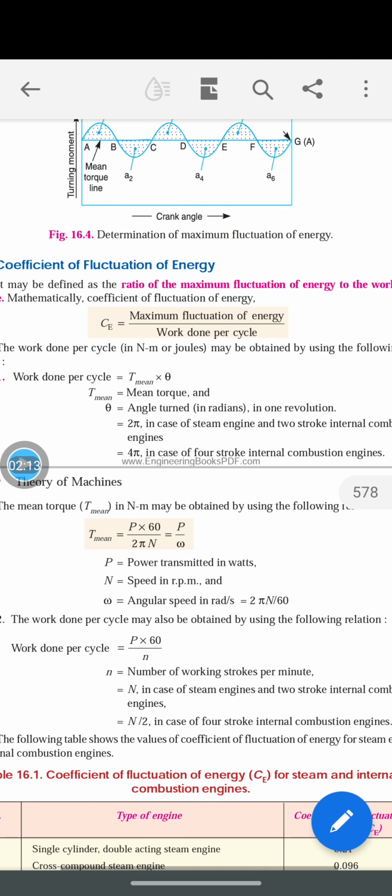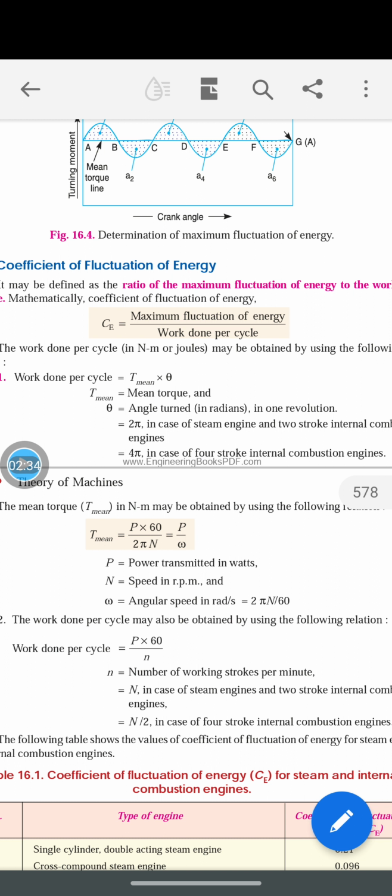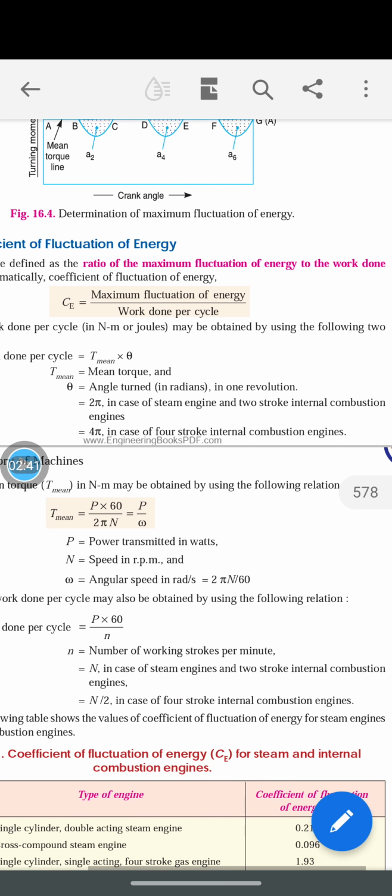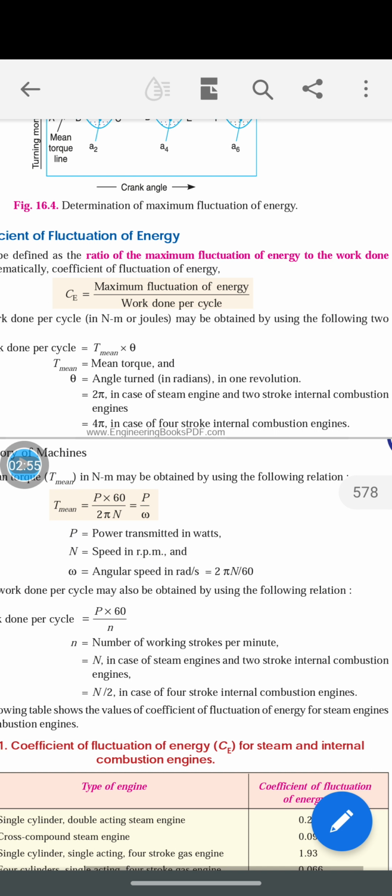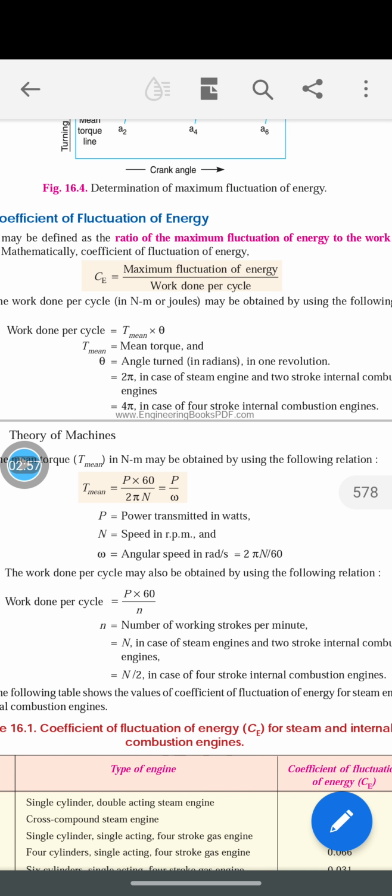Work done per cycle is equal to T mean into theta. T mean is the mean torque multiplied by the crank angle theta. The crank angle depends upon the type of cycle or type of engine. As you can see on this page, theta is equal to 2 pi in the case of 2-stroke engines and 4 pi in the case of 4-stroke internal combustion engines. Please remember this formula: work done per cycle is equal to T mean into theta.